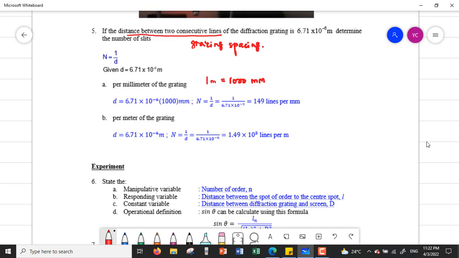Question b, we want to find the number of slits per meter of the grating. Since I want to find per meter, I do not need to do any unit conversion. d is 6.71 × 10^-6 meter, so n is 1 over d, 1 divided by 6.71 × 10^-6. We will get 1.49 × 10^5 lines per meter. So this is how we relate the distance between two consecutive lines on the grating with the number of slits.